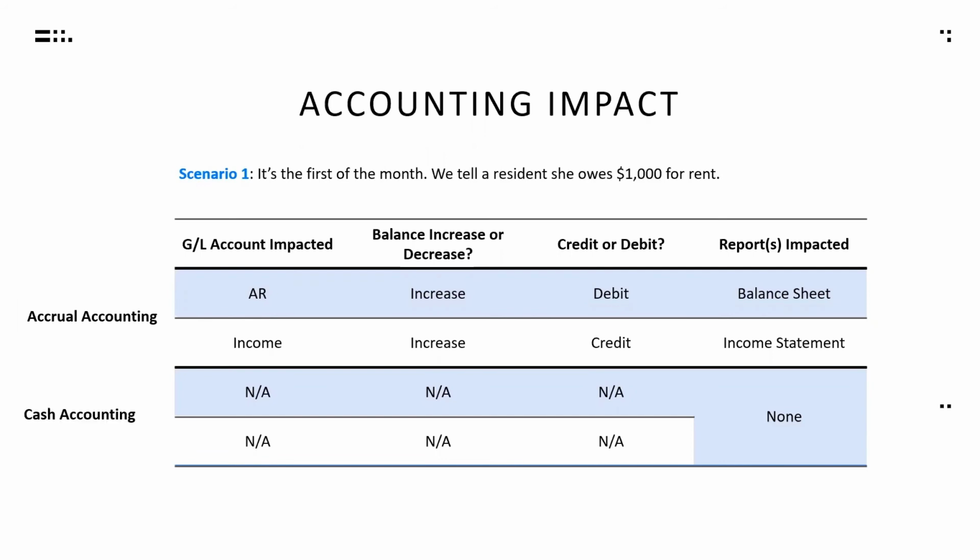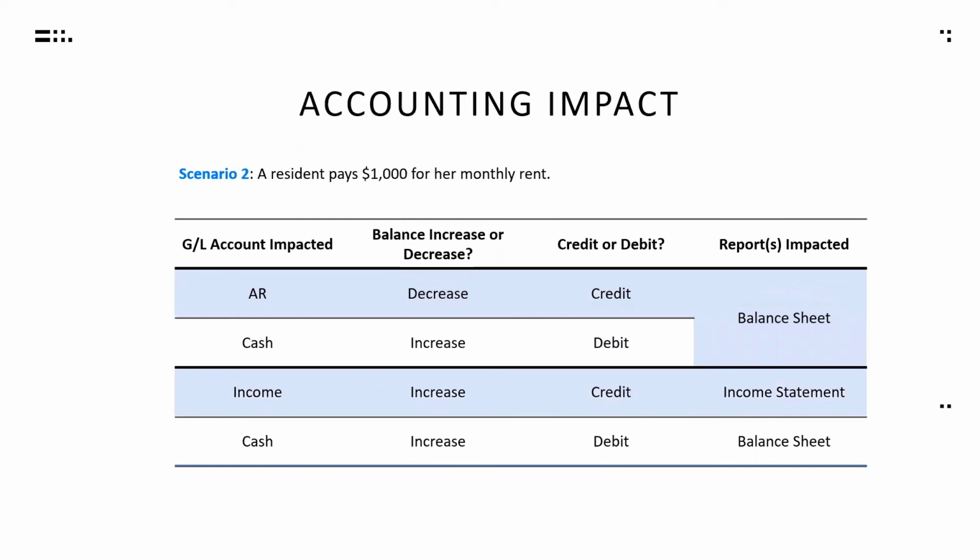Next up is the cash accounting impact. As you can see on the screen, there is no accounting impact for cash method. Remember, until money has exchanged hands, there's never an accounting impact.